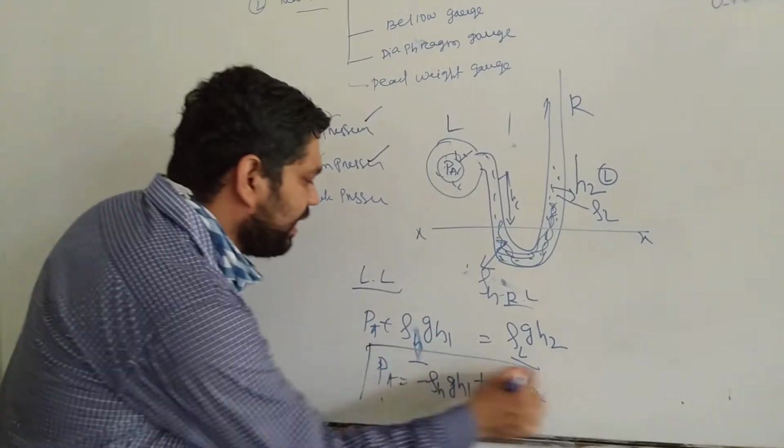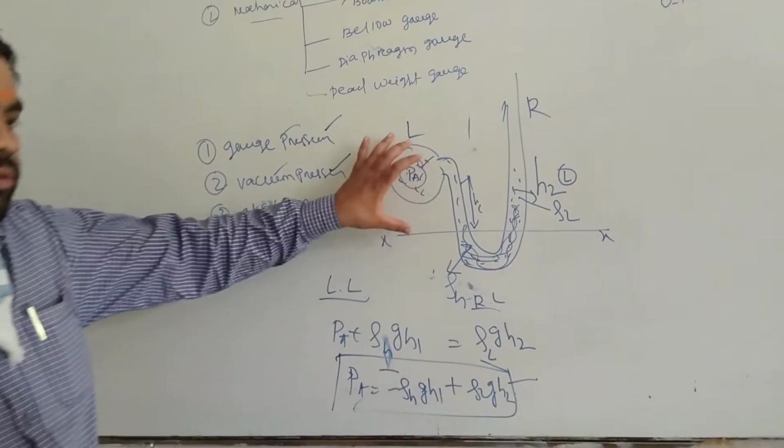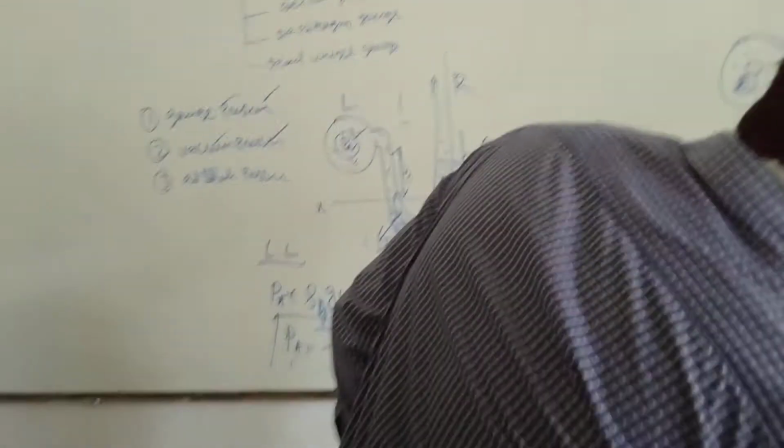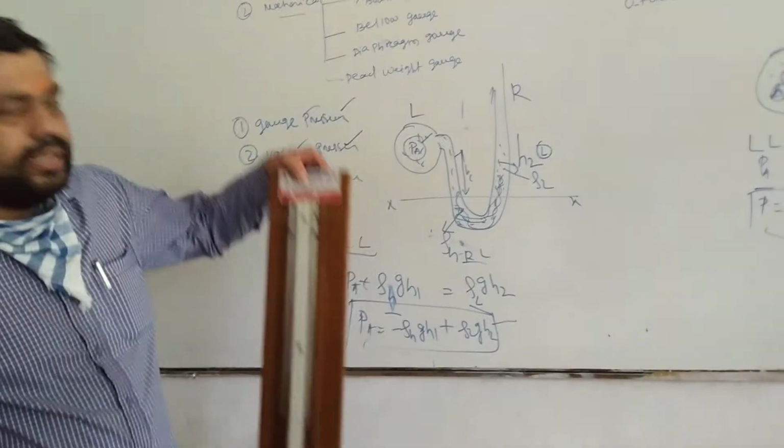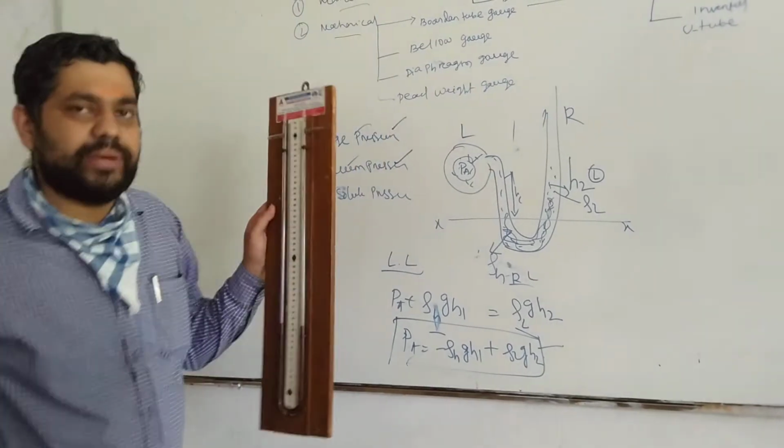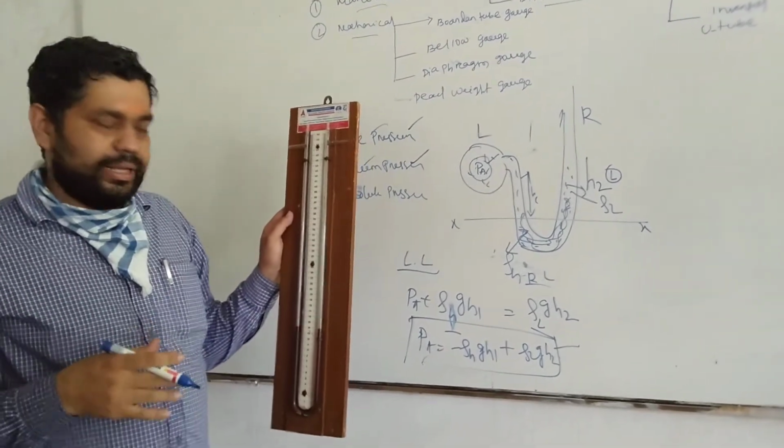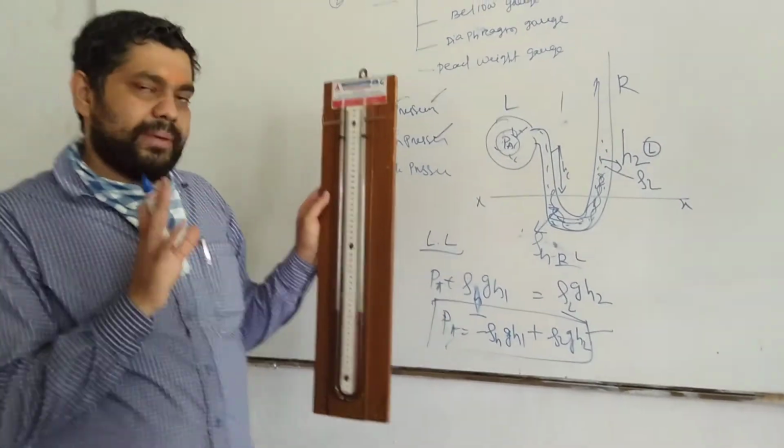From this you can find the pressure difference of a simple U-tube manometer. Using this, you can measure the instrument in a U-tube manometer. From this you can find experimentally in your experiment. In an observation you can take this, you can find the pressure here. Next one is your mechanical gauge.